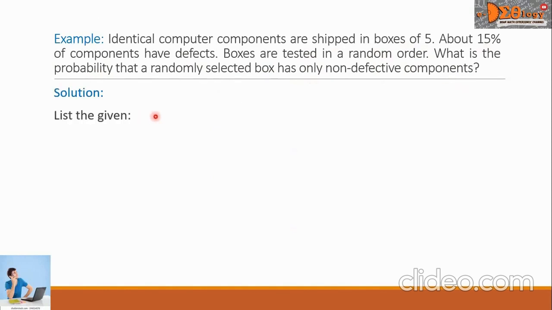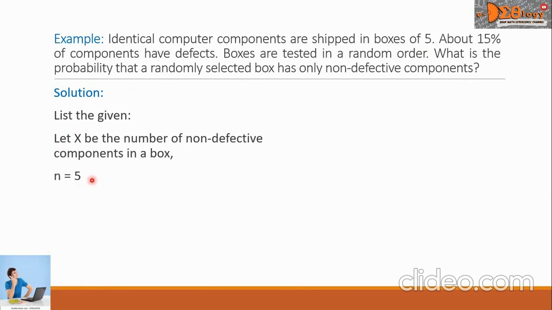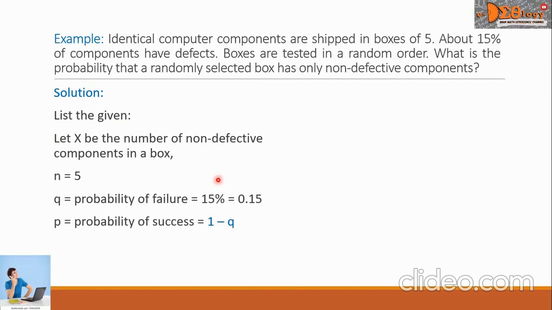For our solution, let us list the given. Take note, we let capital X be the number of non-defective components in a box. The n is equal to 5. Given here is the Q, or the probability of failure, and that is 15%, and we write 0.15. From Q, we can compute for the P, and this P is the probability of success. The formula is 1 minus Q. Substituting the value, we have now 1 minus 0.15, and the P equals 0.85.